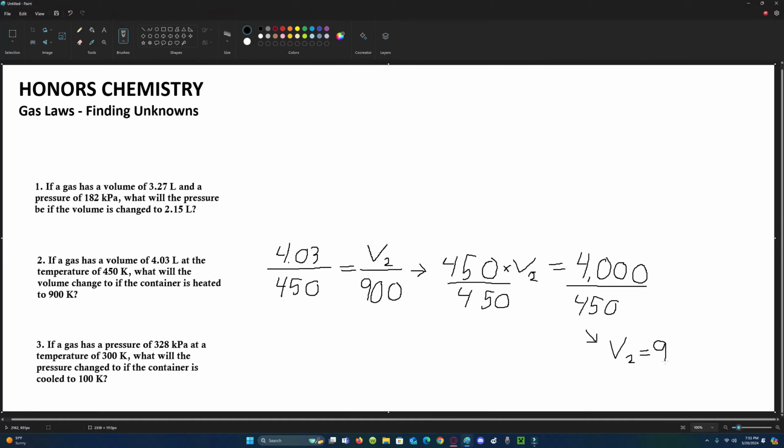And that is rounded to 1 sig fig because of the 4,000. And keep in mind, this is not done because we have to use a unit of measurement, which we are finding volume in this case. So this would be V2 is equal to 9 liters. And that would be the answer.